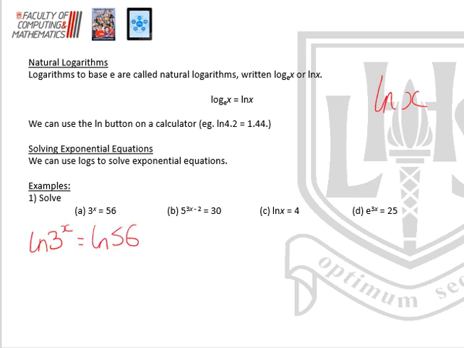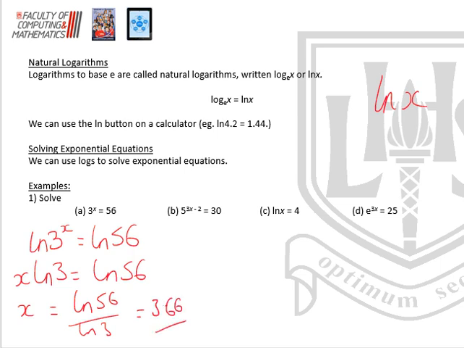Our laws of logs mean that we can take that x down to the front and get rid of our x in the power. Then you're multiplying by the natural log of 3. So all we need to do is x equals ln 56 divided by ln 3. I'll carry on here. I'll probably pause the video and buy myself a bit more space in a minute. You're doing ln 56 in your calculator, divided by ln 3, so that's 3.66. So that log lets you get that x out of the power and solve it easily.